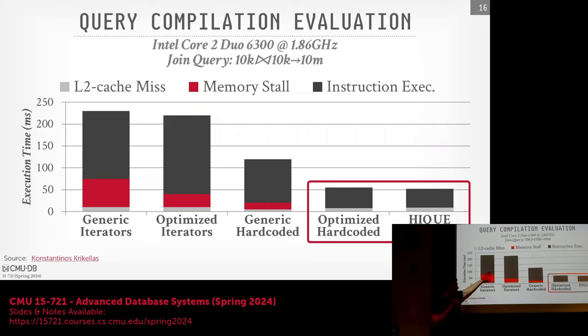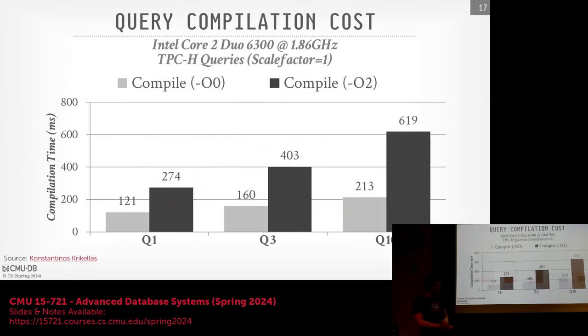The exact numbers I don't care about, it's the relative performance difference that matters, right? And even if we had a modern CPU, I would expect that it would still look the same way. All right. So again, as we said, what's the problem with this approach? It's the compilation cost. All right, so how much time does that take?